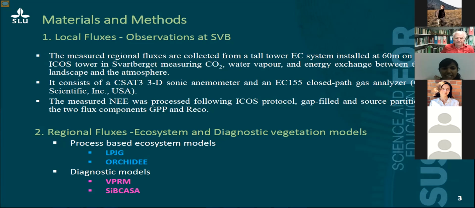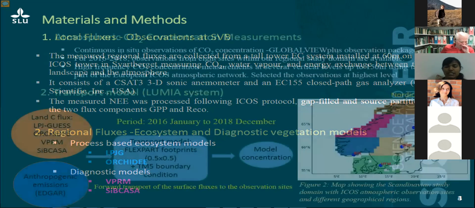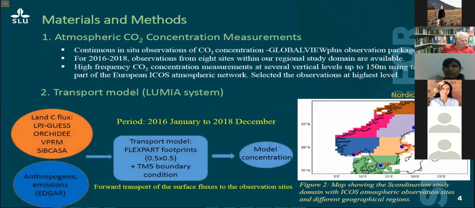Now, for the regional fluxes, we have output from 4 vegetation models. Two of them are process-based ecosystem models, LPJ-GUESS and ORCHIDEE, and 2 are diagnostic models, VPRM and SiBCASA. I haven't run these vegetation models, but I took the output from them, that means the vegetation fluxes NEE, GPP, and RECO. So this study is a kind of validation of modeled vegetation fluxes at the site and at the regional scale.